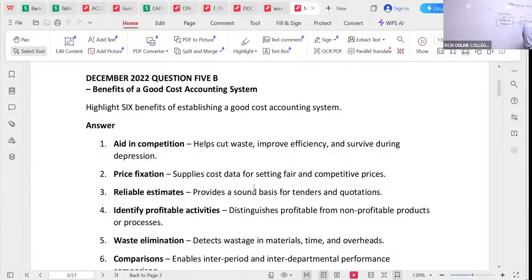So if you look at this, ladies and gentlemen, highlight 6 benefits of establishing a good cost accounting system. In competition, it helps us to cut waste, improve efficiency, and survive during a depression. Remember, we have this gentleman in management, Michael Porter, who said that for an organization to survive in any economy, there are 2 things you can do: either you become a cost leader, or you differentiate yourself from the competitors.